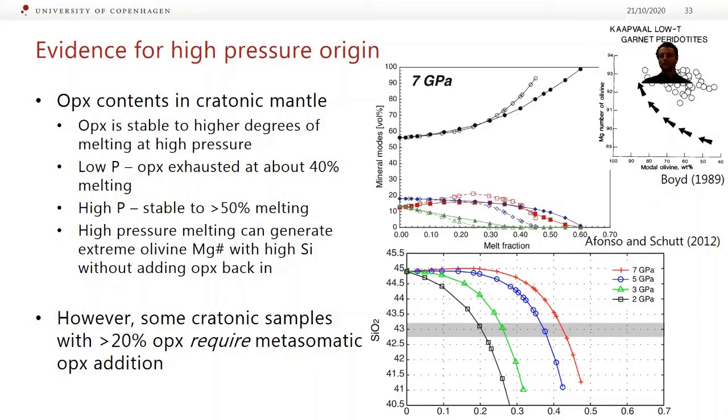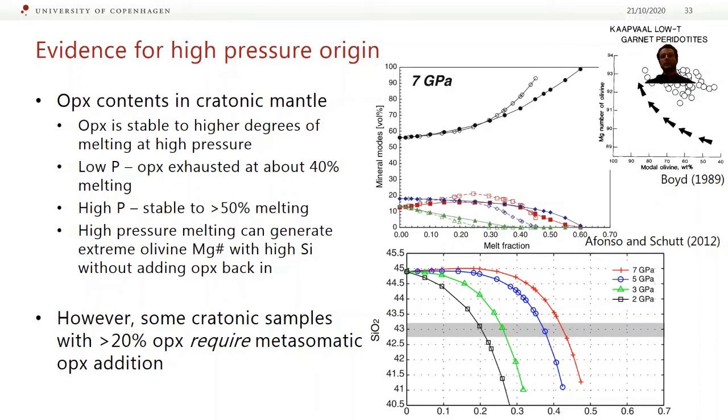So in the top image here from Afonso and Schutt, this is just a plot of what happens to the mineral modes as you increase the melt fraction. The filled symbols are for batch melting, the open symbols are for fractional melting. And you can see that at 7 gigapascals, the OPX is only disappearing at about 50%. That's where the mineral mode drops to 0. We might also have garnet stable to very, very high degrees of melting in this scenario.